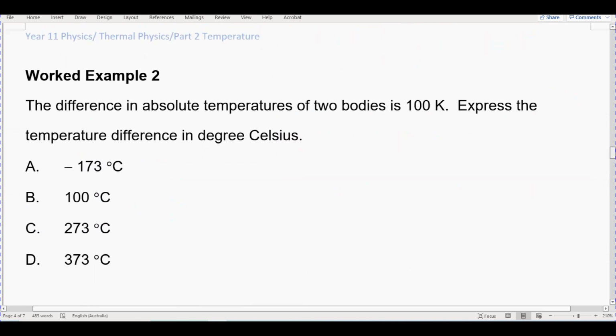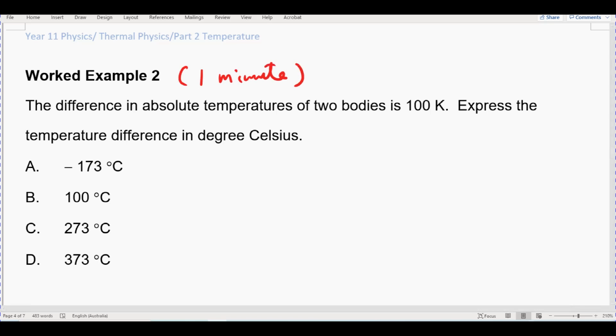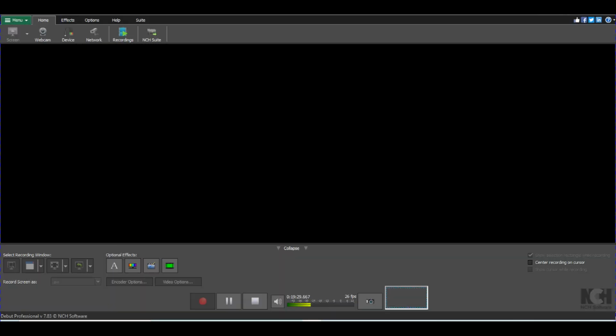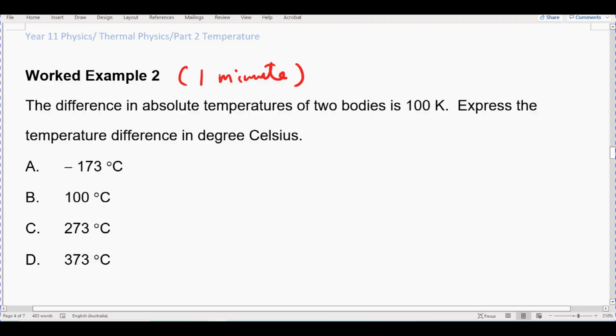Okay, another question. I will get you to read the question by yourself and try to get your answer, because it's really important to see the small details in those questions. I'll give you 1 minute to try. You can pause the video and spend 1 minute on this. Really read the question carefully. All right, have you got your answer?